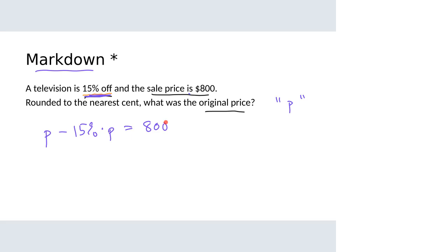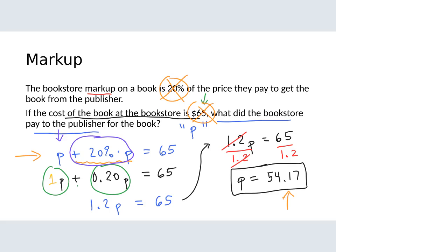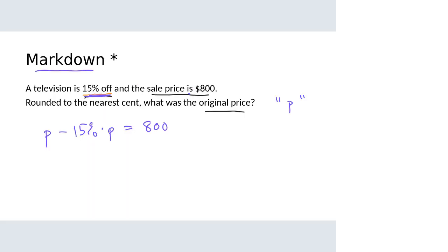It could be that setting up that equation made perfect sense to you, and it's exactly how you did it, and that's fantastic. If not, I want you to see the similarity to what we did in the one before it. In the one before it, we don't know exactly what they paid to the publisher for the book, but we know they added 20% to get the price that it went out for sale. And this time, we don't know what the TV cost originally, but we know that they subtracted 15% of that price to get this new price that they put it out there for sale.